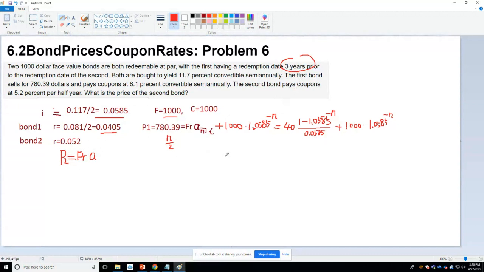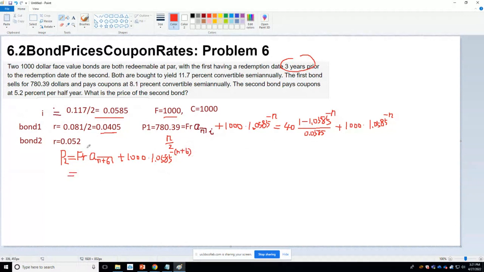So then the n is 3 years. That means there are 6 more payments, so it's n plus 6. Every year there are 2 coupon payments, n plus 6 coupons. And then plus the 1,000 future value, which is discounted by 1.0585 to the power of negative n plus 6.